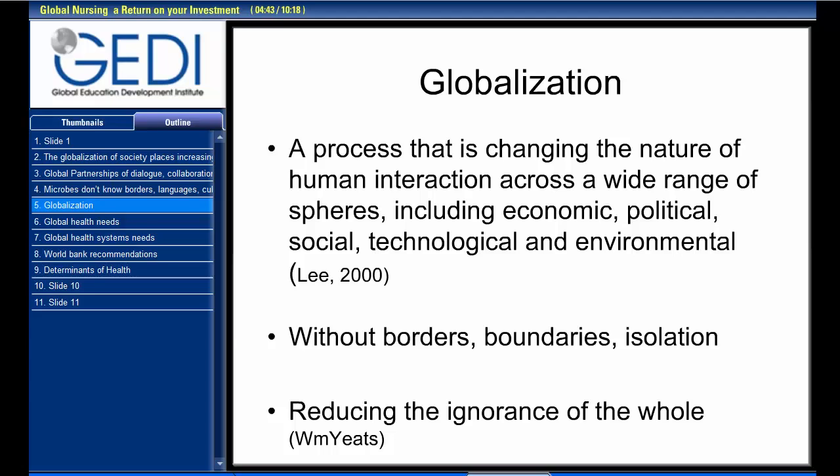Again, globalization is in its simplest form and in its most profound effect without borders, boundaries, and less isolation. If you think about that, we need to begin to strategize for global programs that do away with some of the borders that we even know and surround ourselves with here in our own country, such as certification, licensure, those nice boundaries that keep my discipline separate from yours. With globalization, even those boundaries will be lessened. And as Yates says, globalization is about reducing the ignorance of the whole.